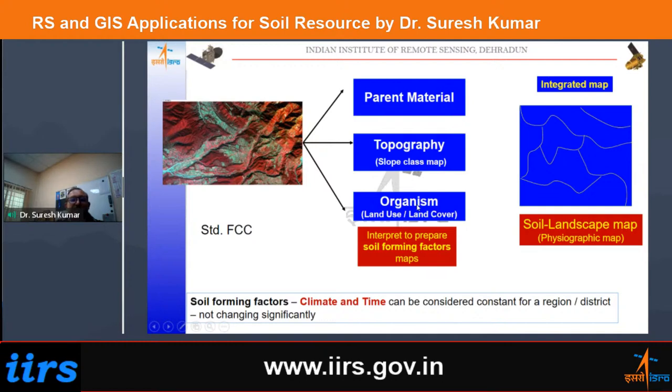So in general, in any area, any region or district, if you have to prepare the soil map, then you have to interpret all these three informations, and you can generate an integrated map where all three are there, and we call it a soil landscape map. Of the soil forming factors, climate and time are the two remaining, which we consider constant, not changing significantly.